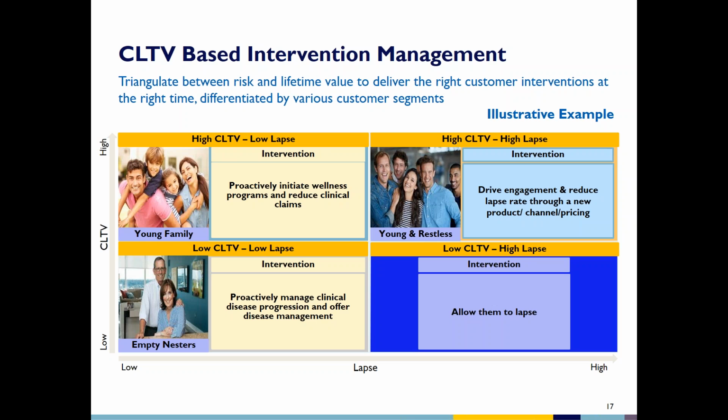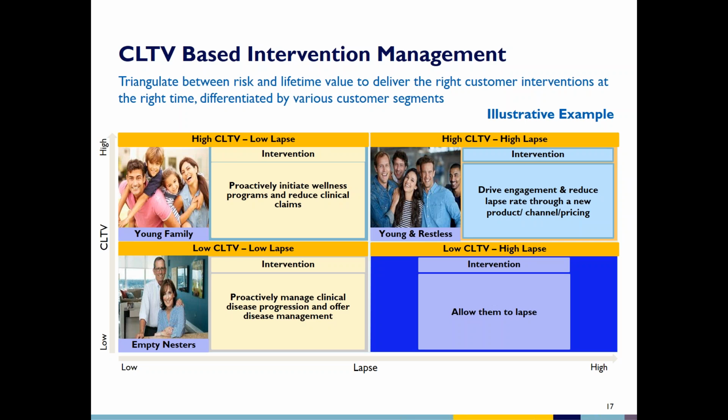Let's call this sub-cohort the young and restless segment. With them, the goal then therefore is, what are we going to do to drive superior engagement so that we reduce their lapse risk? I'll give you one other example very, very quickly to make sure this 2x2 matrix comes alive for you in terms of the intervention thought and strategies.